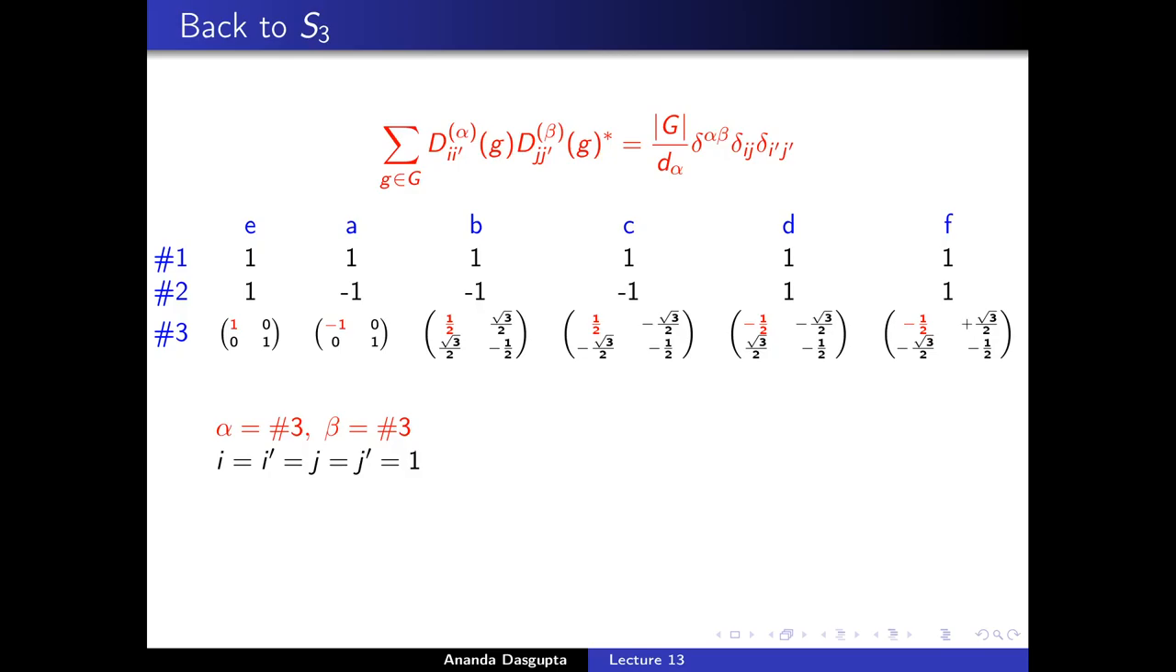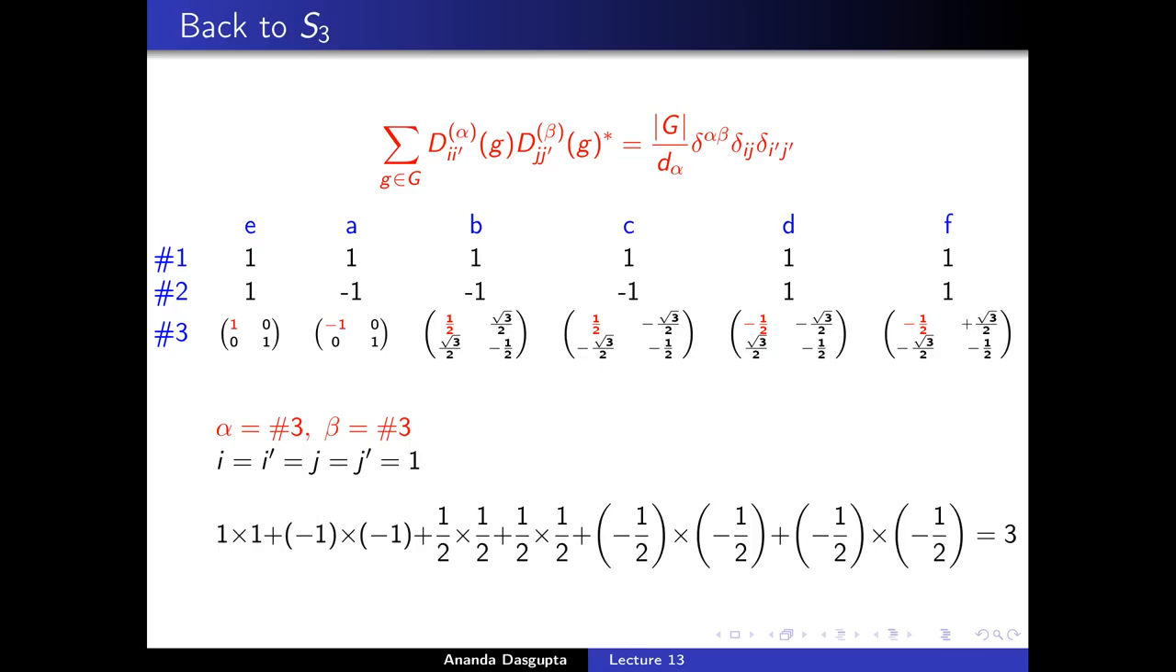And when I write down the orthogonality relation, d alpha ii prime times d beta jj prime conjugation, I am going to multiply each element by itself and add together. So, of course, that means 1 square plus minus 1 whole square plus half square plus half square plus minus half square plus minus half whole square. And the sum total of all of this pretty easily can be seen to be 3. Why is this 3? Note that the right hand side says mod g, 6, by d alpha, being the dimensionality of the representation. So 6 by 2 is 3. Of course, the 3 delta symbols here are all equal to 1. So even in this case, the orthogonality theorem is verified.